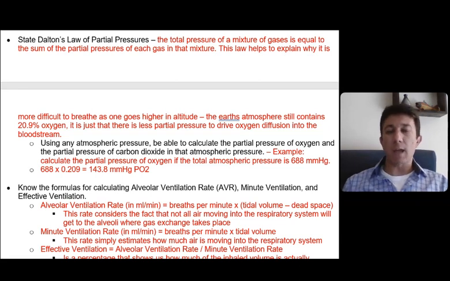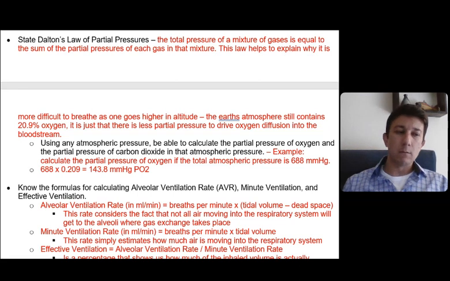So if we think about Earth's atmosphere for a moment, Earth's atmosphere is a mixture of gases, and the two main gases that make up Earth's atmosphere are nitrogen and oxygen. Nitrogen makes up about 78-79% of Earth's atmosphere, and oxygen is only about 20.9 or 21% of Earth's atmosphere.